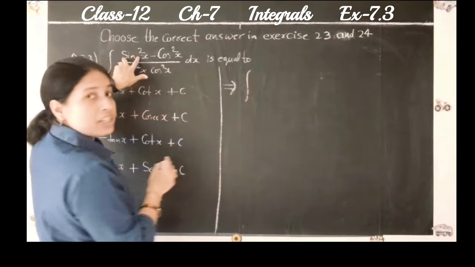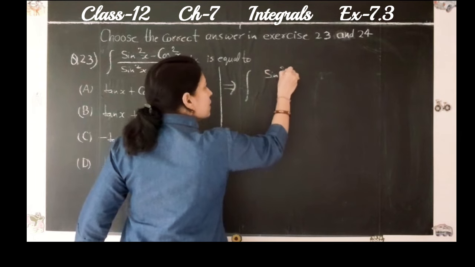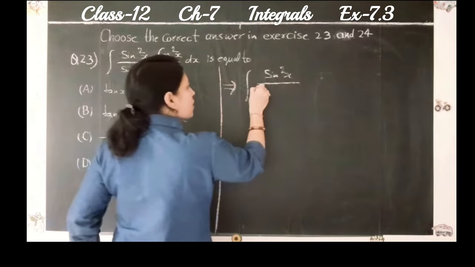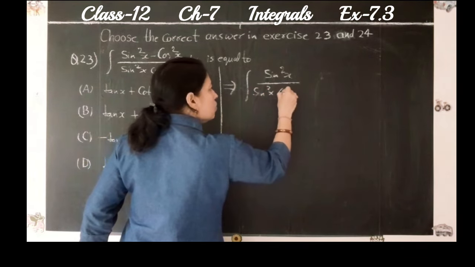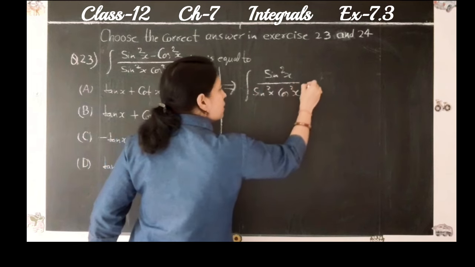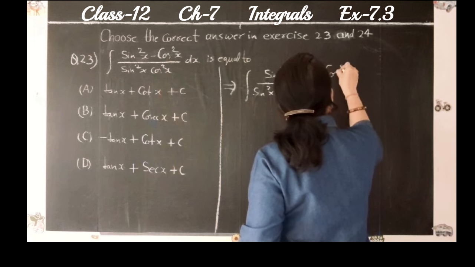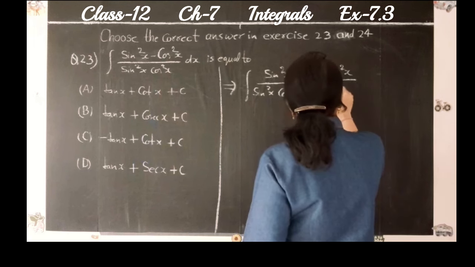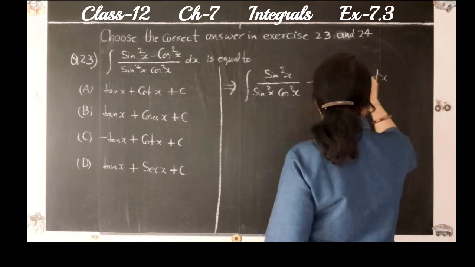First term is sin square x, so divide sin square x by sin square x into cos square x. Then write the second one, cos square x, which is also divided by sin square x into cos square x, and write this dx as it is.